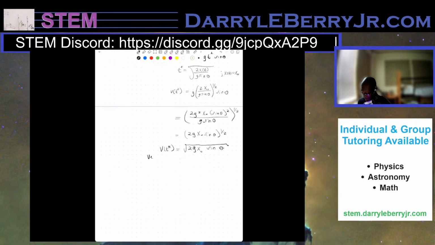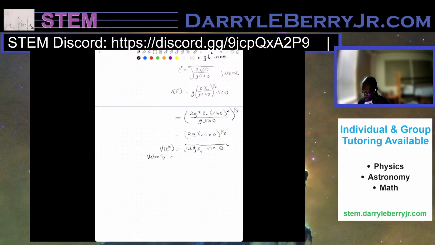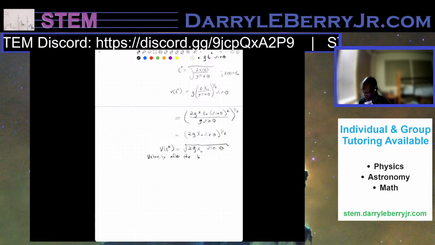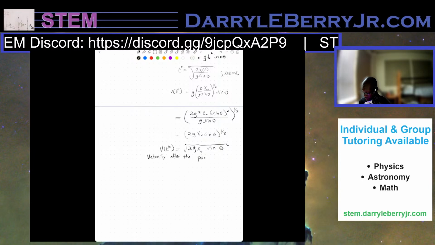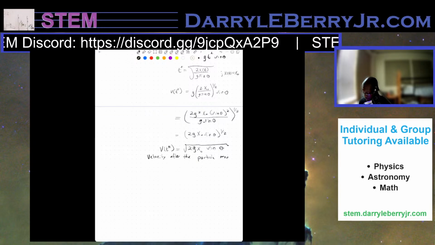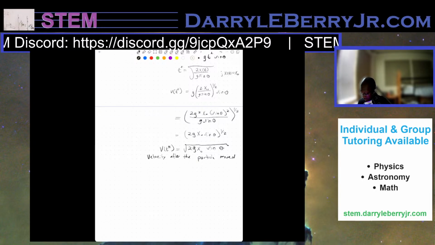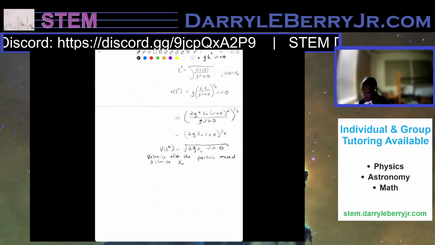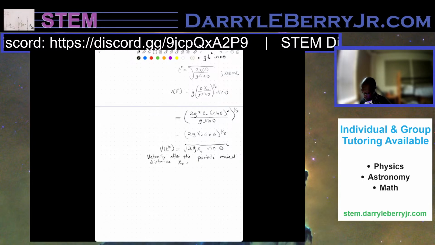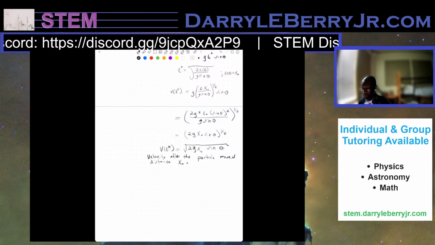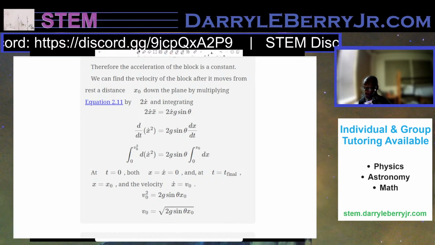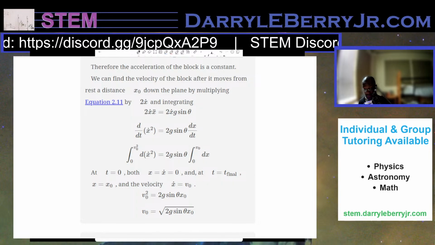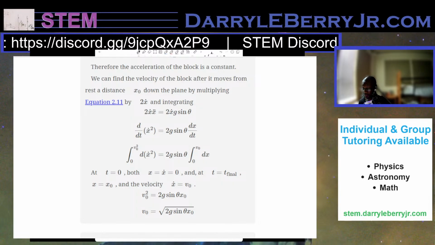So this is the velocity after the particle moves a distance xo. And as we can see, this matches the book answer: vo equals the square root of 2g sine theta xo.